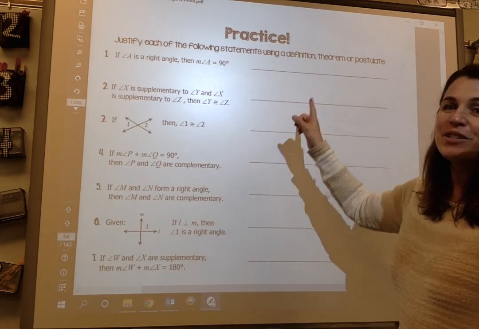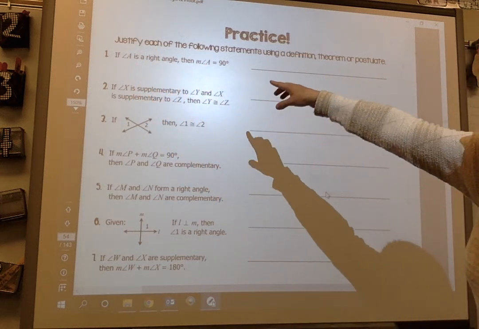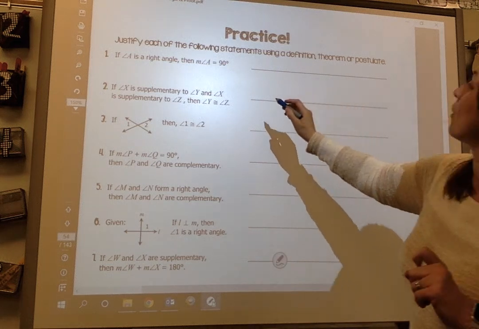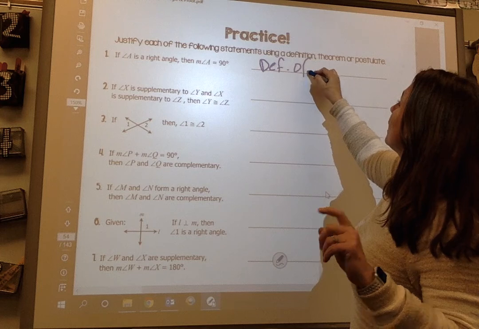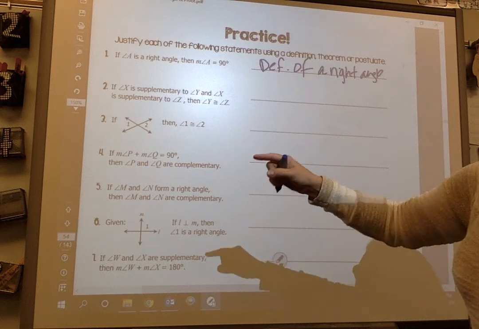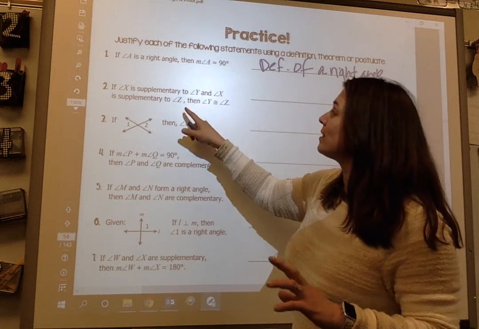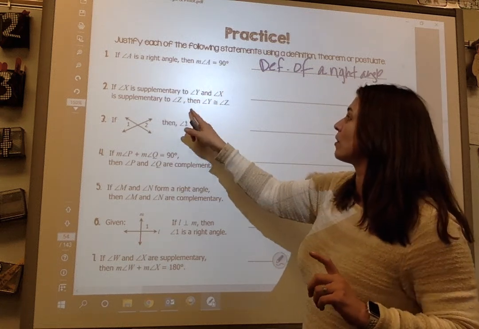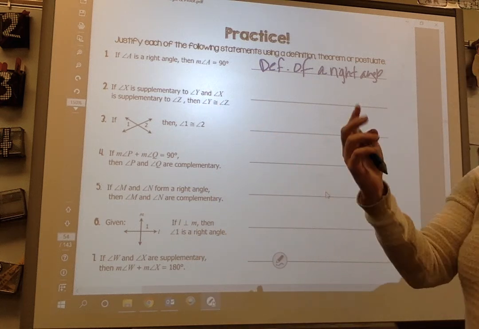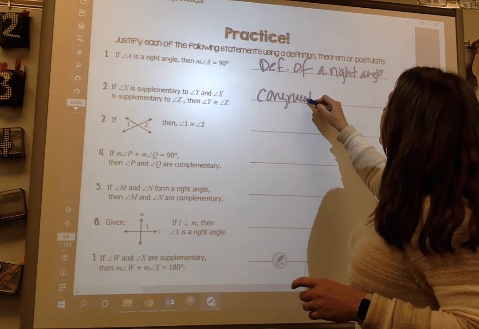Okay, here we go. Number one, here's that if-then statement: if angle A is a right angle, then the measurement of angle A equals 90 degrees. That is definition of a right angle. I'm going to abbreviate. Number two: if angle X is supplementary to angle Y and angle X is supplementary to angle Z, notice my X statements are going to cancel out, and now I can say that angle Y is congruent to angle Z. That's two properties into one. So that is the congruent supplement theorem.